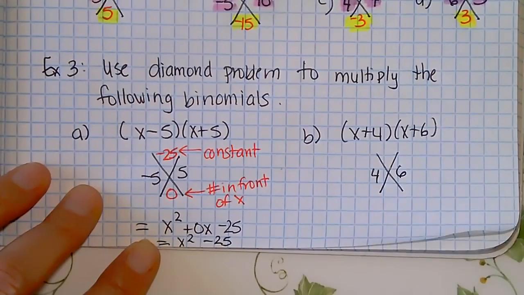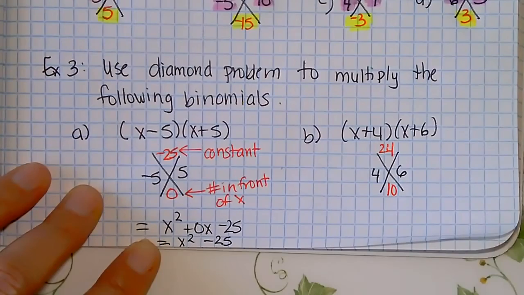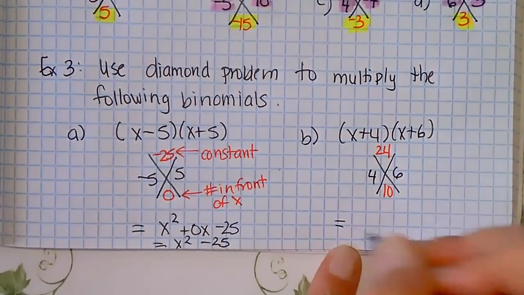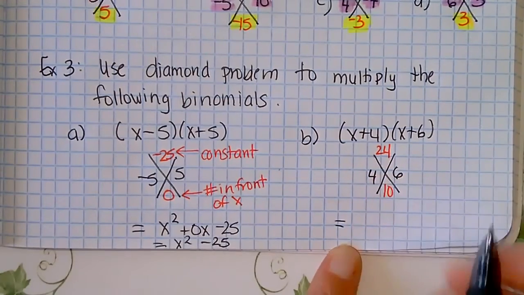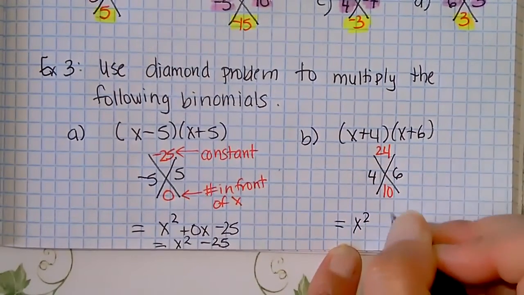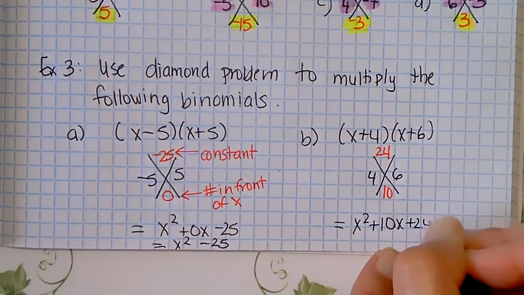This one over here, I'm going to have a 4 and a 6. That is going to multiply to a +24 and add to a 10. So my final answer, again, we don't leave it like in a box. We have to combine. With a diamond, you've got to write it out also. So this is x squared plus 10x plus 24.